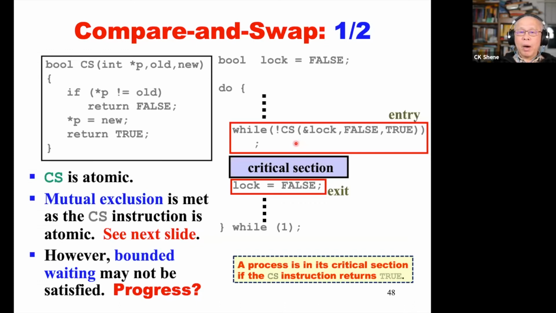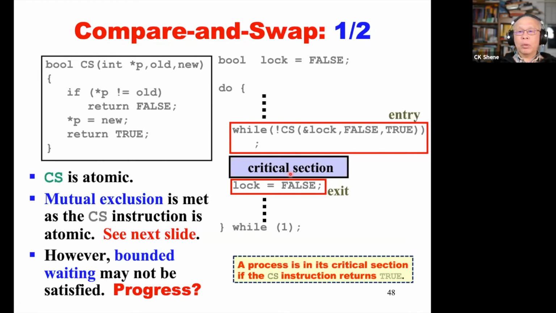Now, how about bounded waiting? Well, it may not be true. Exercise. Now, please stop here and understand. Just use two processes, A and B, to make sure that you understand this implementation does block the other guy if someone is in the critical section.